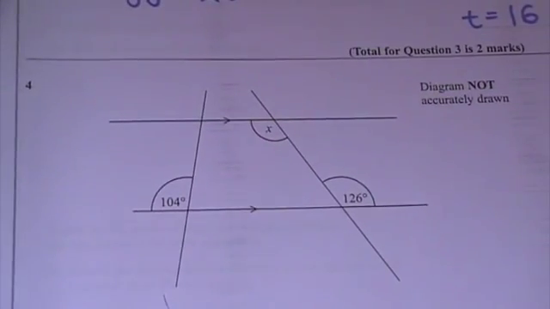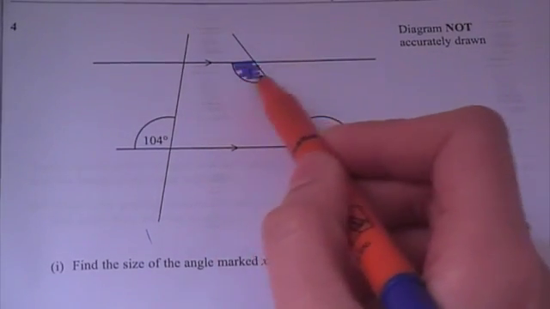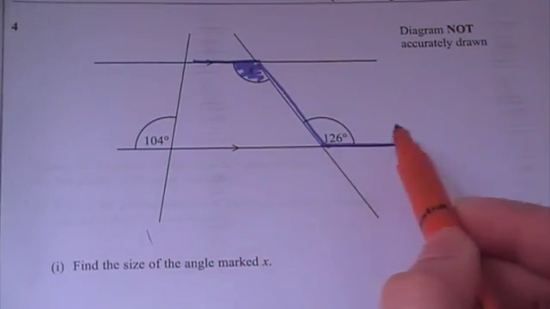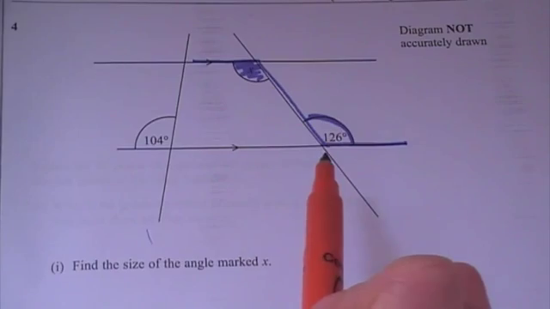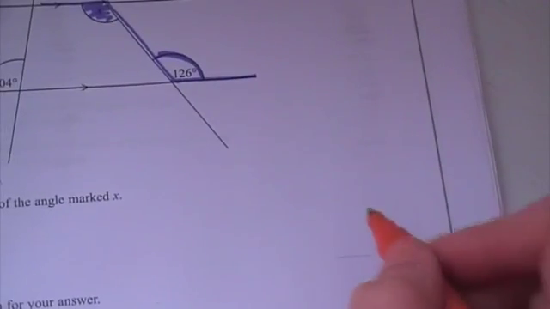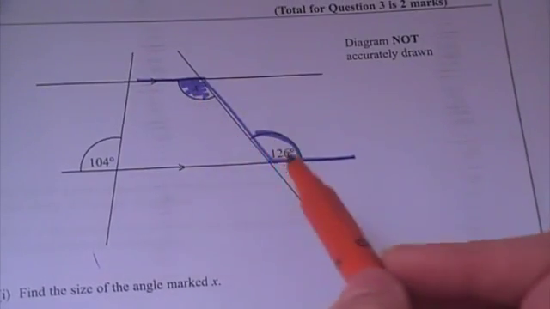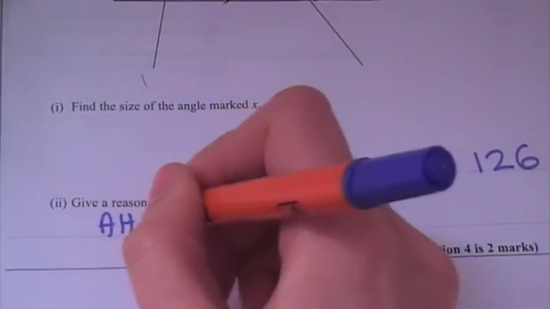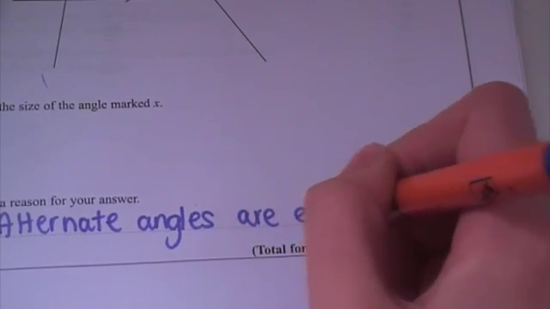Question 4. It says find the size of the angle marked x. So we're looking for this angle over here. Now if we look across this way, or you might be able to spot straight away, this angle here and this angle here are going to be the same. So we're going to say that x is 126 degrees. And the reason for this is that alternate angles, which they both are, are equal. So when it says give a reason, we're going to say alternate angles are equal.